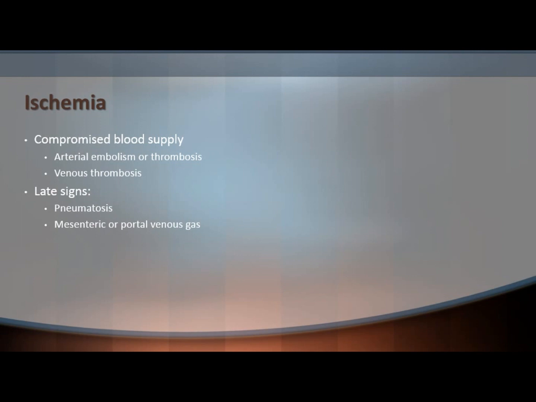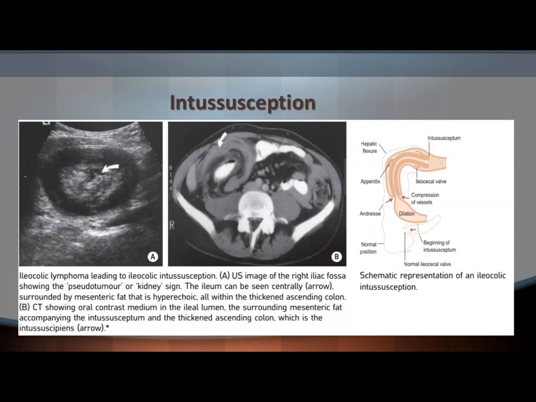Here, there will be edema of the wall and hemorrhage, and also some thumbprinting sign may be seen on imaging modalities. Later on, when the bowel becomes necrotic and dies, air may go inside the veins. There may be air in the wall of the small bowel. This is called pneumatosis. It's a late sign. Or there may be gas in the portal venous system or mesenteric blood vessels.